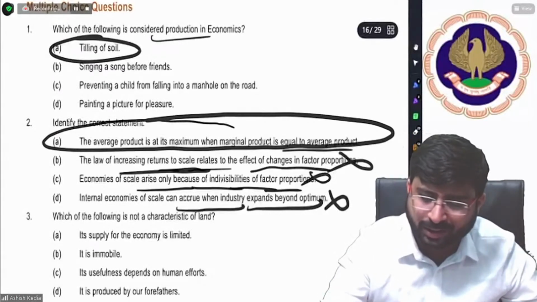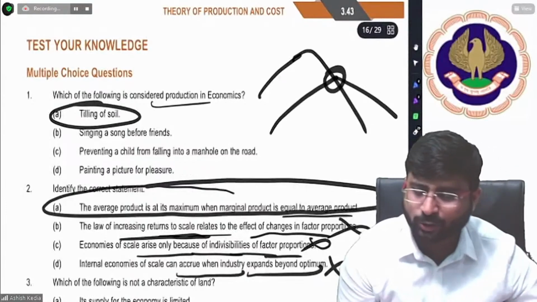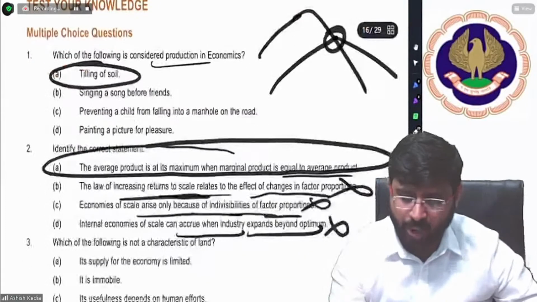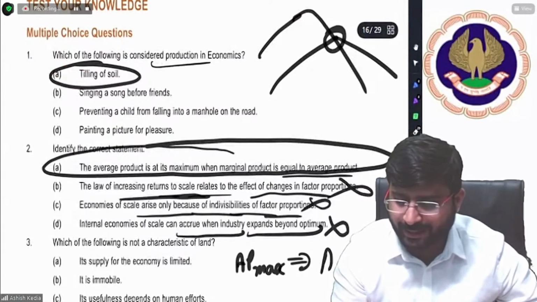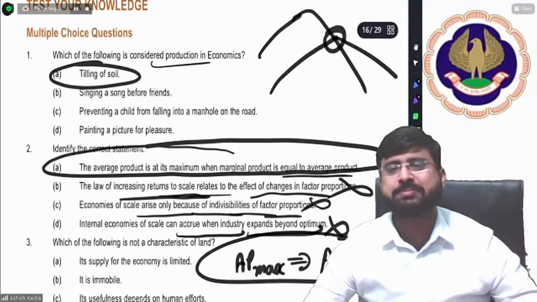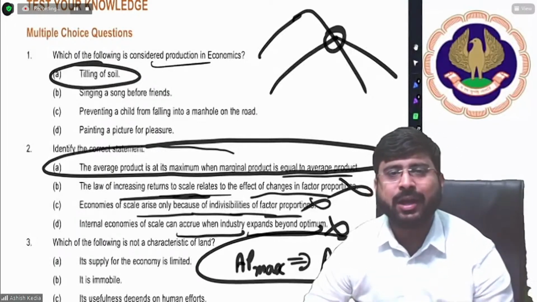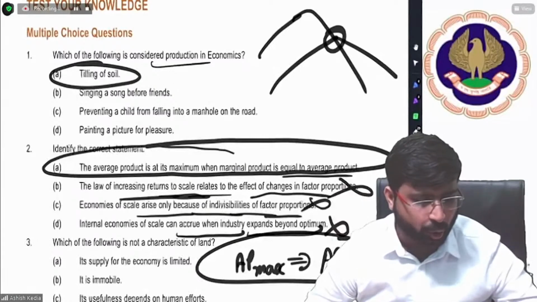You all remember that AP and MP met here, so AP was at its max. AP is maximum when AP equals MP. Please remember this, friends. AP is maximum when AP equals MP. As far as economies of scale is concerned, I will explain that right now. Nothing to worry about there.